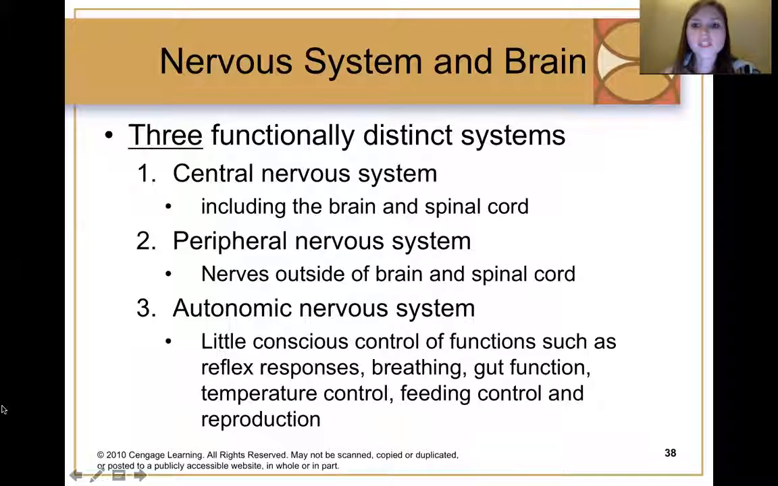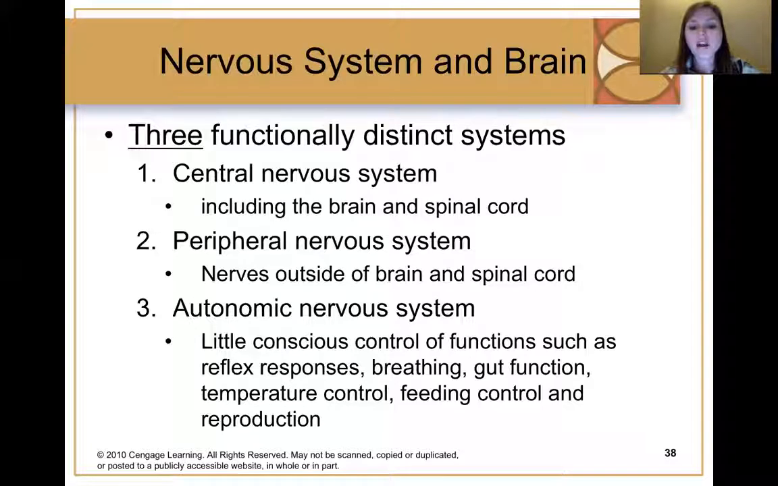So the nervous system and the brain, the nervous system can be broken into three functionally distinct systems. So you have the central nervous system, which includes the brain and the spinal cord, the peripheral nervous system, which is basically the nerves that are outside of the brain and spinal cord, so there are nerves all through your body, and then the autonomic nervous system.